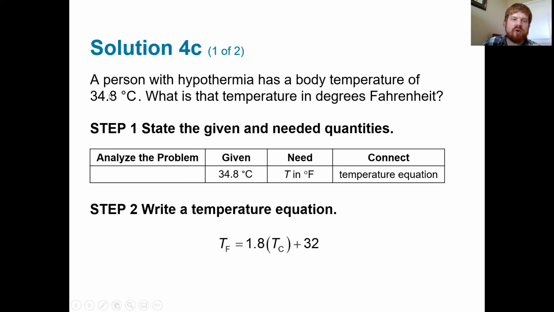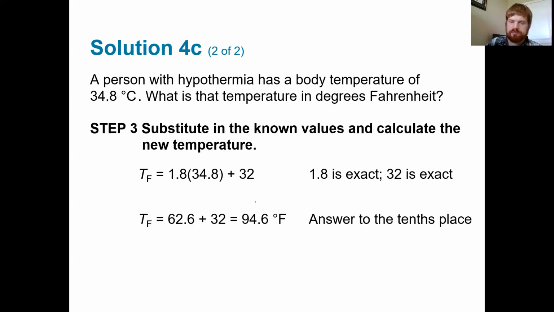So if you have a temperature of 34.8 degrees Celsius, you take that temperature in Celsius and plug it into the temperature equation, which is 1.8 times the temperature in Celsius plus 32. So plug in your 34.8. You know this measurement is to the 10th place. This 1.8 conversion is an exact number, as well as this 32 here. So we get 62.6 because there are 3 significant figures here multiplied by an exact number. This one again is exact. Think of it this way, it's basically 32.00000.